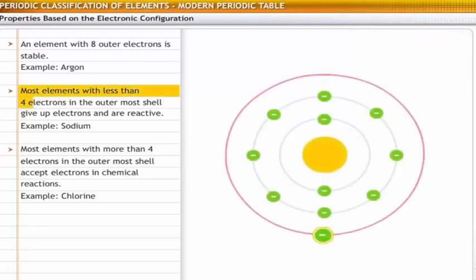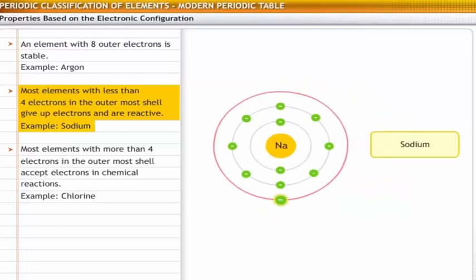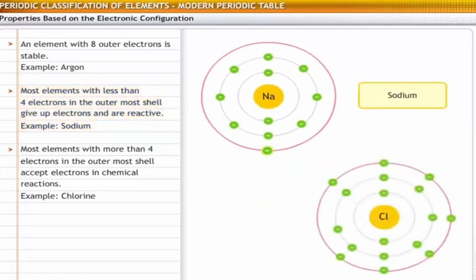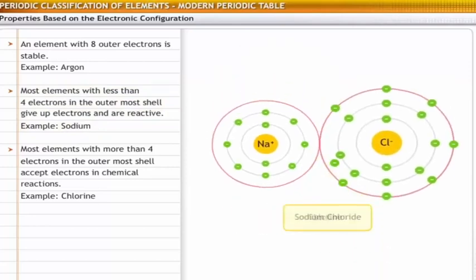However, if the outer shell has less than 4 electrons, the elements are reactive and give up electrons in chemical reactions. For example, sodium has 1 electron in the valence shell. It gives 1 electron to chlorine to form sodium chloride.